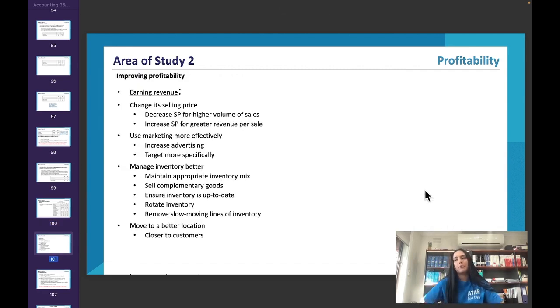And the way we can improve profitability is by increasing our revenue earning abilities, by changing selling price and using marketing more effectively, managing inventory better, and moving to a better location.